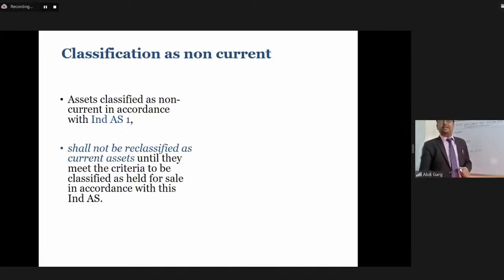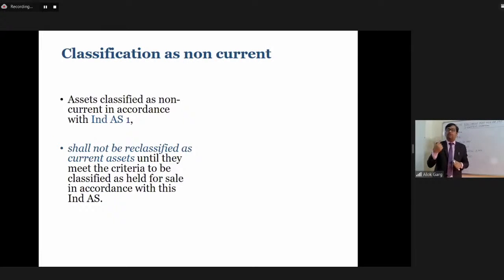Classification as non-current. I told you that an asset classified as non-current in accordance with IND AS 1 shall not be classified as current asset until it meets the criteria to be classified as held for sale in accordance with this IND AS. So this IND AS does not tell you which item is non-current and which item is current.